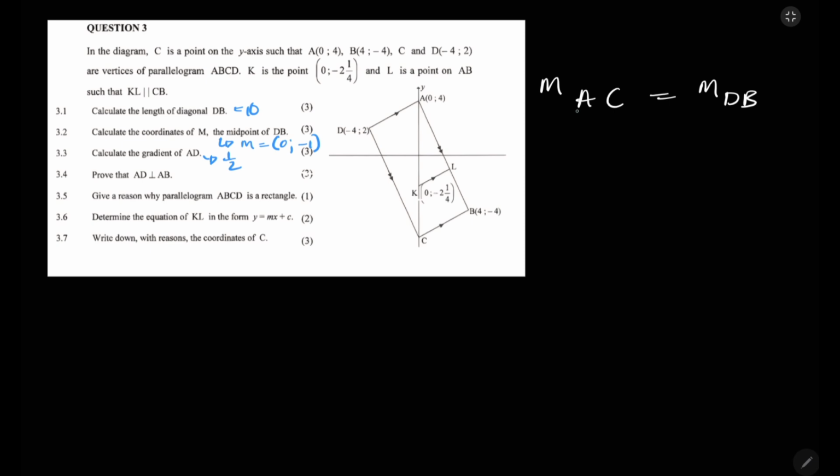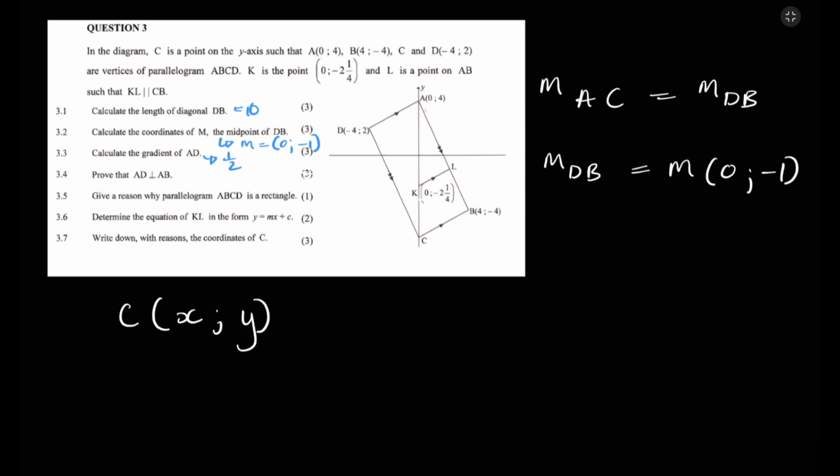So what is the midpoint of AC? We don't know it, but what is the midpoint of DB? The midpoint of DB is point M, which is 0 and -1. Remember, we calculated this in 3.2. So since the coordinates of C are unknown, let's write this as C, x, and y. So in AC, we already know that A is 0 and 4. Now let's use the midpoint formula for AC.